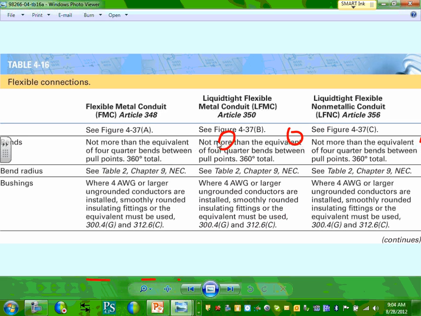Now, the second comparison that they did here is flexible. Remember, we use rigid, metallic and non-metallic as one set. Then flexible, we use it to tie to equipment. And they listed 3 types for flexibility, guys: flexible metallic conduit, liquid tight flexible metallic conduit, and liquid tight flexible non-metallic conduit. The only difference: the first is a dry location, the other 2 are wet locations. Really, that's a major part.